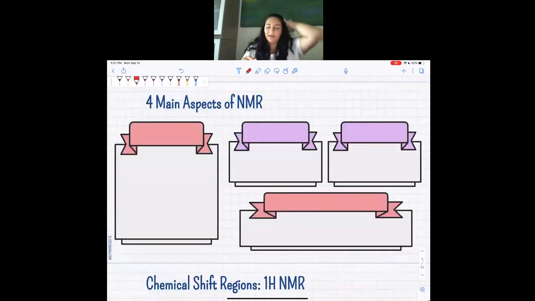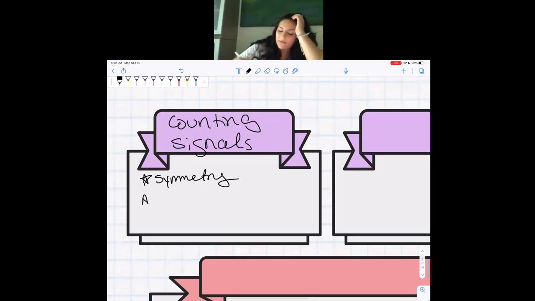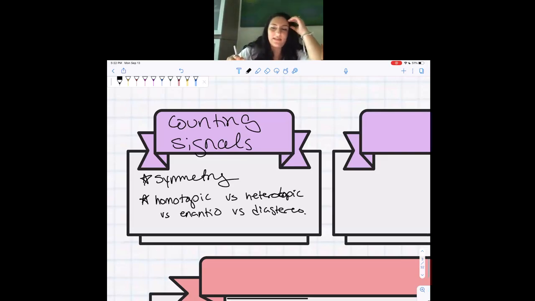So the four main aspects of NMR, the first one is going to be counting signals. When counting signals, it's really important that you look at symmetry and you look at homotopic versus heterotopic versus enantiotopic versus diastereotopic. Those are really the big things that he could trick you on. The other thing is carbon and hydrogen NMR signals are not always going to match. So make sure you're paying attention if it's carbon 13 versus HNMR.